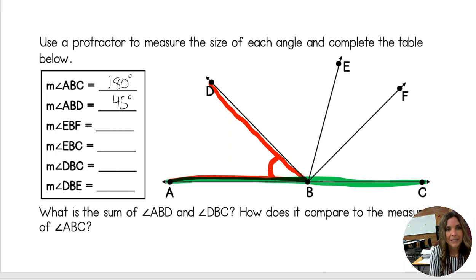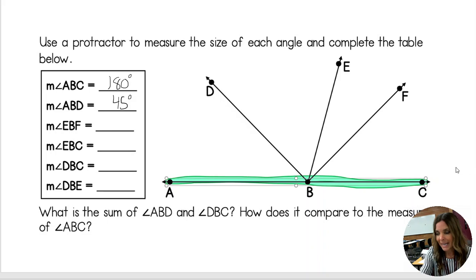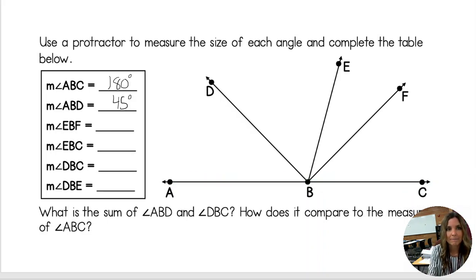Then let's measure EBF. Let me clear these ones off. EBF, so we want to start at E, then go to B, and then go to F. So EBF, that's this little angle right here. This is the angle measure right here. You can see this is a pretty small angle. The measure of this angle is 30 degrees.